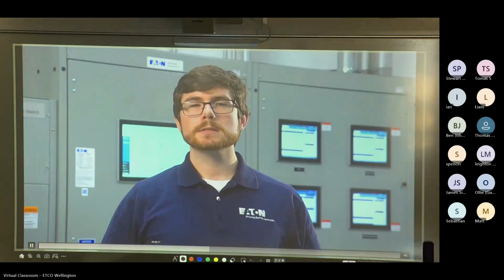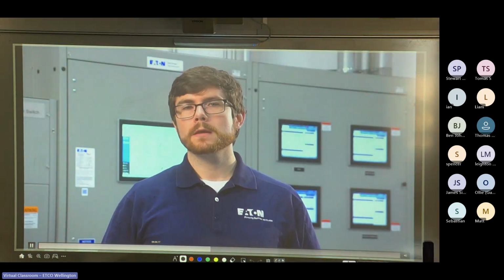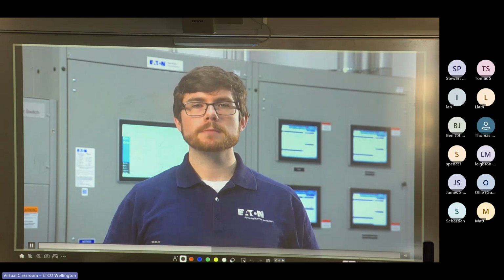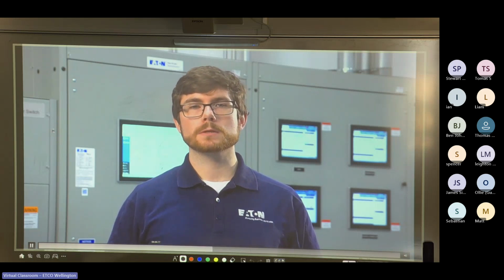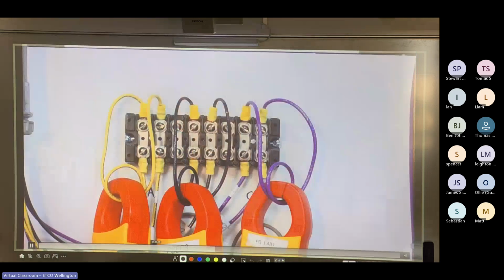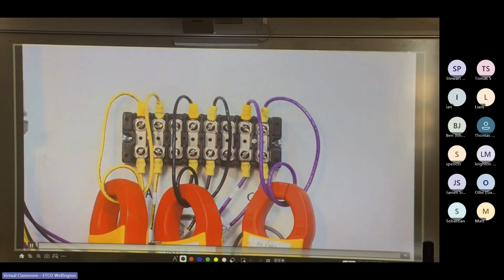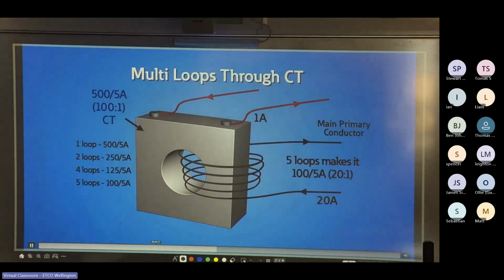Sometimes the current value is too small. A CT may not be accurate at less than 10% of its full load rating, so one way to increase the amount of current flowing through the core, especially for temporary metering, is to loop the primary wire several times through the core. For example, for a 500 to 5 amp CT, or a 100-to-1 ratio, looping the wire 5 times through the core will make the CT ratio 100 to 5 amps. So if 20 amps of current is flowing on the primary circuit instead of 0.2 amps, 1 amp of current will flow on the secondary, making the measurement more accurate.